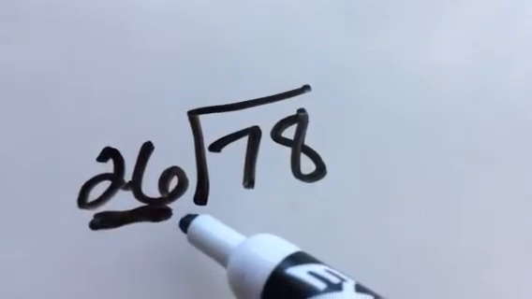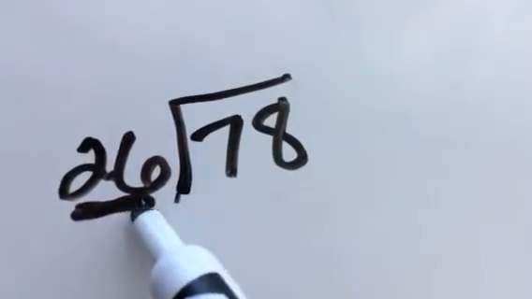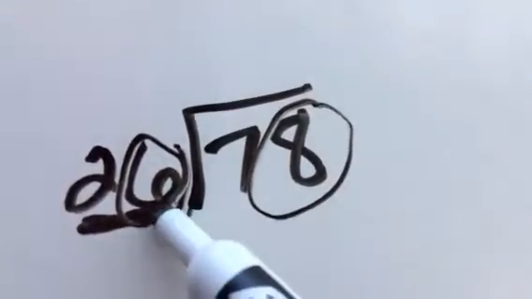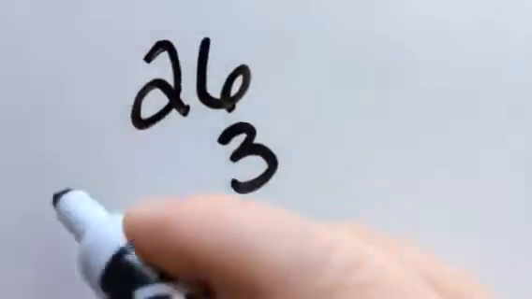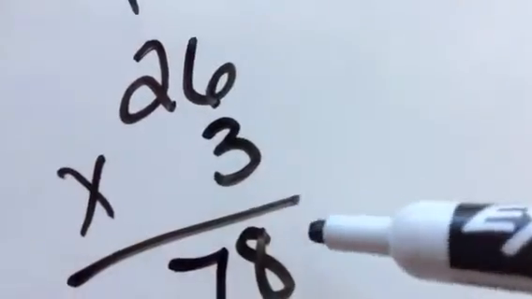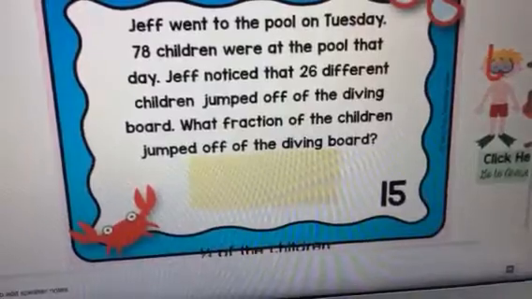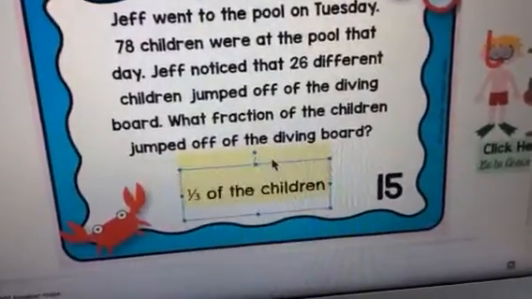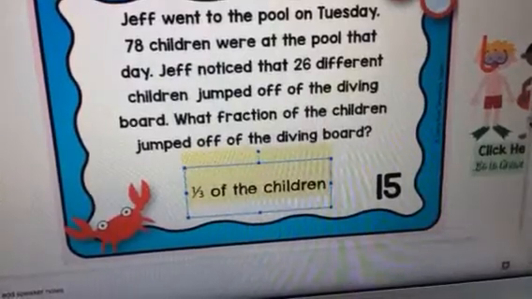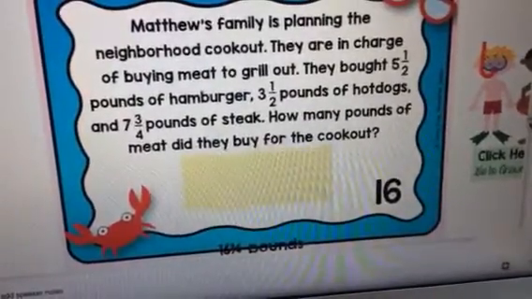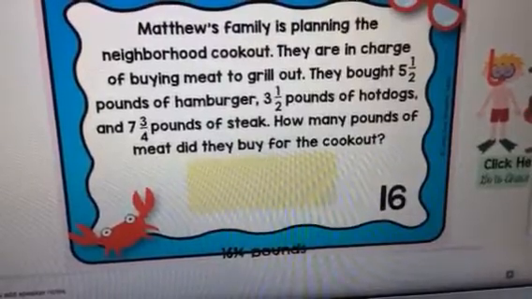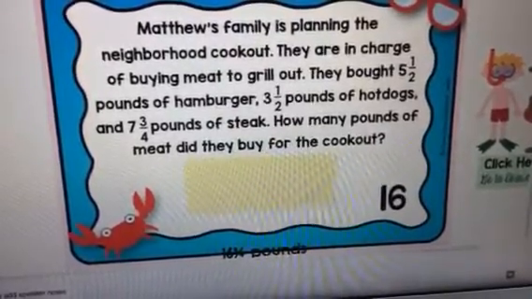but I'm going to guess that 26 is going to go into 78 3 times, because I'm looking at this 6 and this 8, and I know that 6 times 3 is 18, and I have a feeling that this is not going to be a number with a remainder, so I'm just going to try and see if my guess is correct. Oh, it is. So that means 26 is 1/3 of 78. So that means that 1/3 of the children jumped off the diving board. All right, the next one is, oh, this one isn't like that, but there's another one that's the 2-digit divisors coming up. Matthew's family is planning the neighborhood cookout.